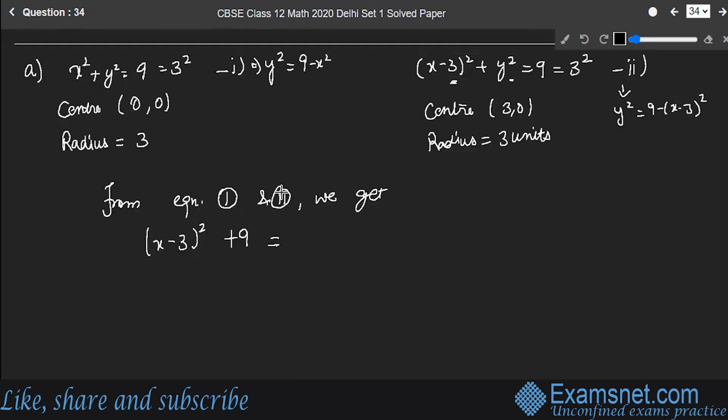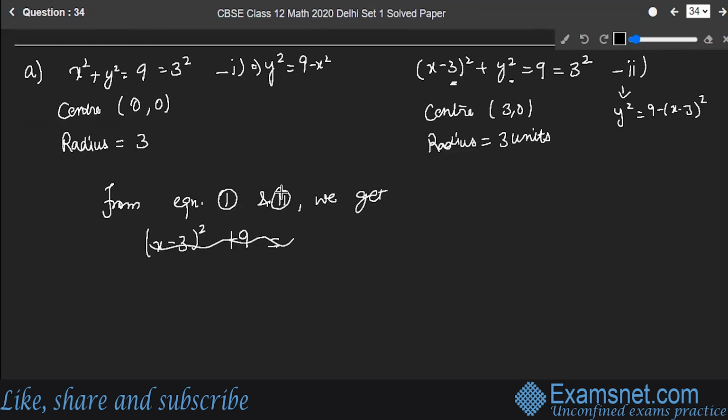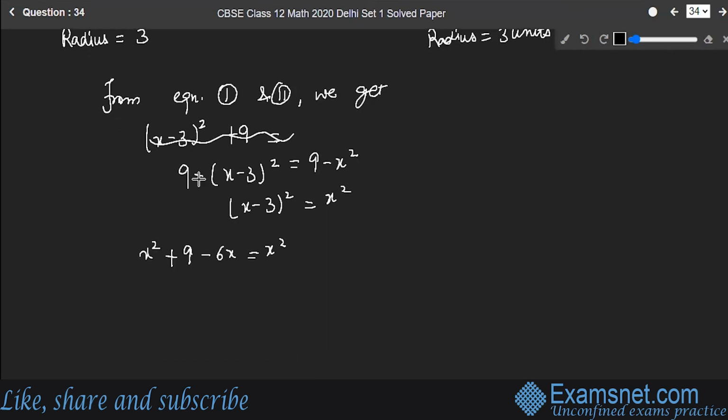Wait, I have written something wrong. This is 9 minus (x minus 3) square is equal to 9 minus x square. This gives me (x minus 3) whole square is equal to x square, or x square plus 9 minus 6x is equal to x square, which gives you, this will cancel, 9 is equal to 6x, or x is equal to 3 by 2.